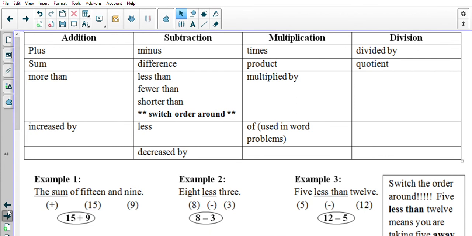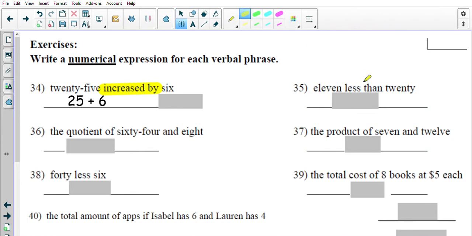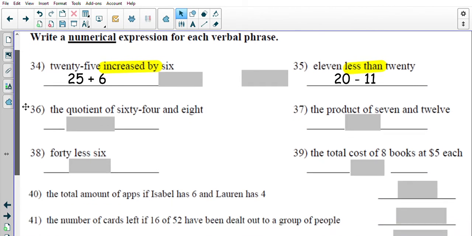Oh, I didn't realize I had that down there. It's actually here as well. So these questions ask us to write a numerical expression for each verbal phrase. You don't have to answer it, just write an expression. So in number 34, I have 25 increased by 6. And I'm going to highlight some key words here. Increased by means addition, so we'll write 25 plus 6. Number 35, 11 less than 20. Less than indicates subtraction, but if I say 11 less than 20, it means I'm taking 11 away from 20. My correct expression is 20 minus 11.